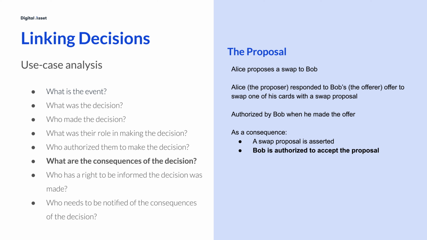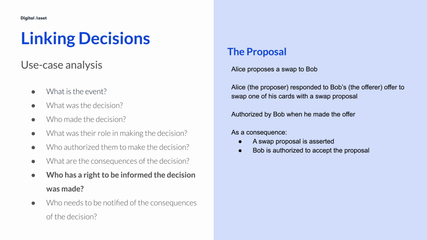Note that the critical consequence here, the one that created the link that we followed to get here, is that this decision authorized Bob's future choice to accept the proposal. It is this ability for Daml to capture this concept of authorizing a future choice as a first-class concept that is the secret sauce that drives a lot of its power and flexibility.